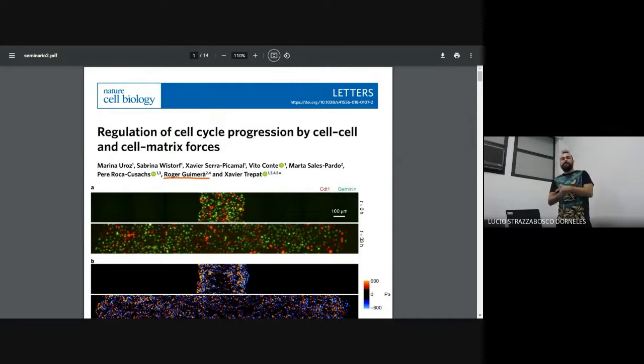they use a method that I showed you in the previous seminar when I spoke about machine scientists. The method was created by Roger Guimera, and in this article, called Regulation of Cell Cycle Progression by Cell and Cell Matrix Forces, Roger Guimera gave some contribution. So in my presentation, I will tell you about Roger Guimera's contribution to this work, and then my recently created approach.